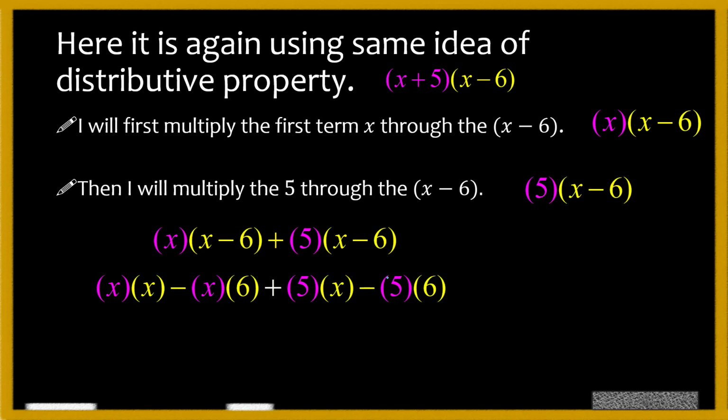So what you have here is the FOIL. Here is the first term. Here is the outside term. Here is the inside term. And here is the last term. So we get x squared minus 6x plus 5x minus 30 again. Still gives us x squared minus x minus 30.